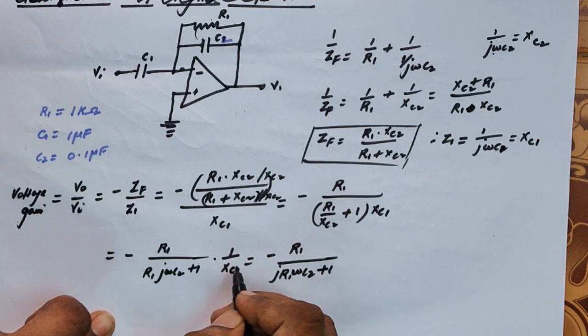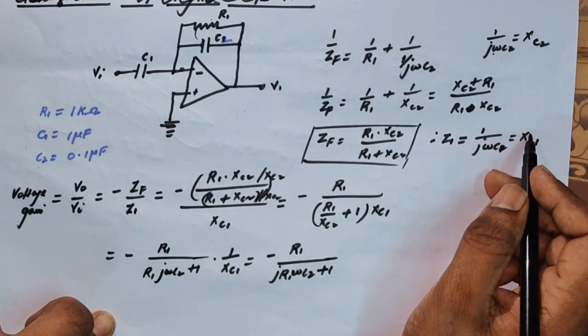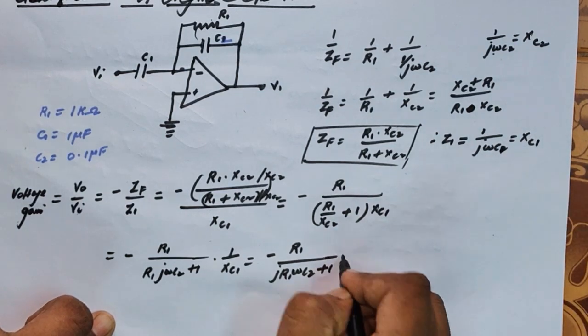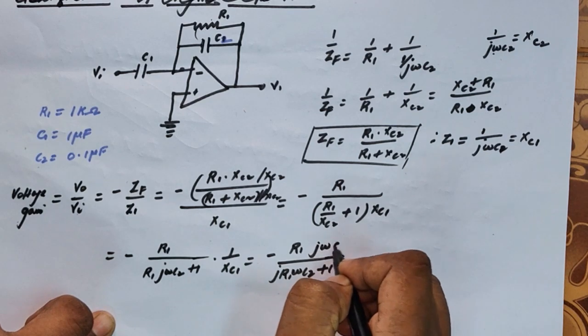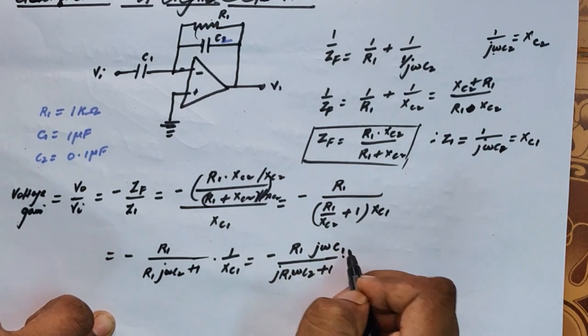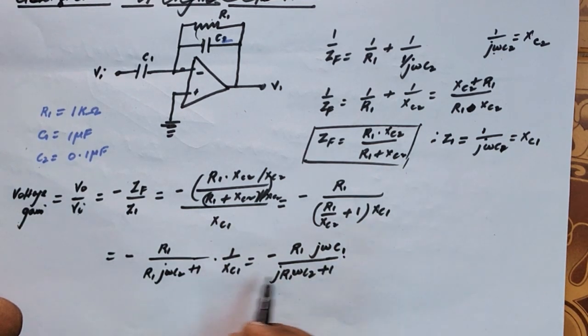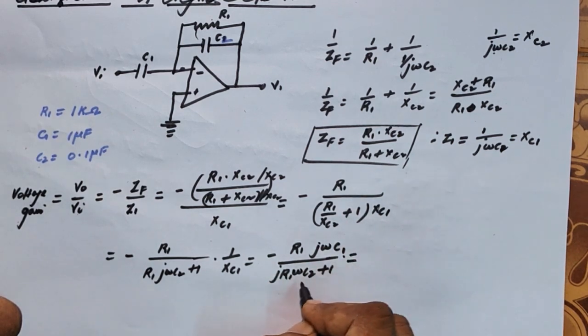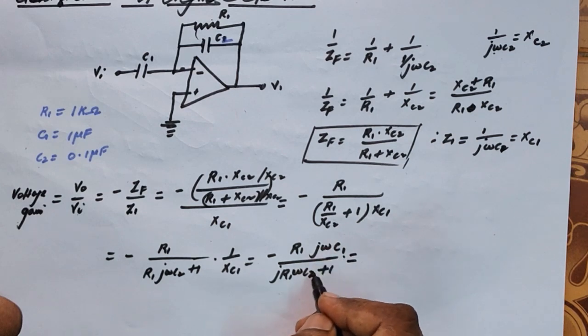This 1 by XC1, if you look at this expression, you can call it j omega C1, so it will go to the numerator. So j omega is XC1, so it's C1. Now, what we need to find: in the denominator we have a complex number. So what we can do is separate it into real and imaginary parts. For that we are going to multiply by the conjugate of the denominator.